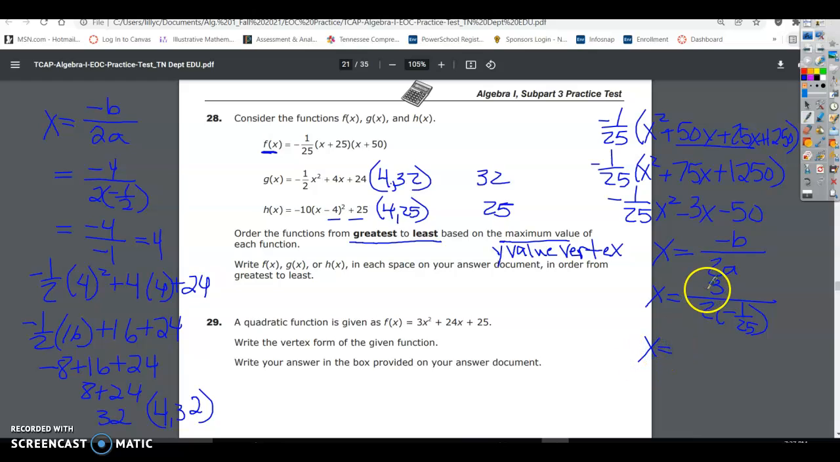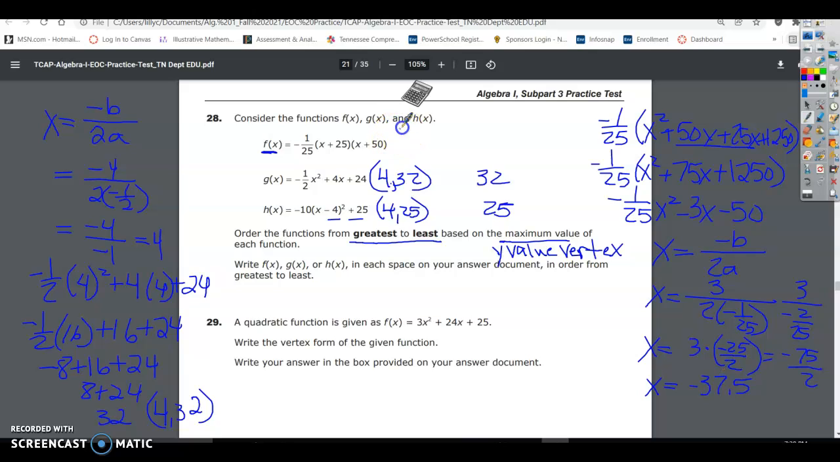All right, so if I simplify this, I'm going to get 3 over negative 2 over 25. And if you remember dividing a fraction by a fraction, you multiply by the reciprocal. So negative 25 over 2. So that would be negative 75 over 2. And when you reduce negative 75 divided by 2, you're going to get negative 37.5. Now, that's my x.